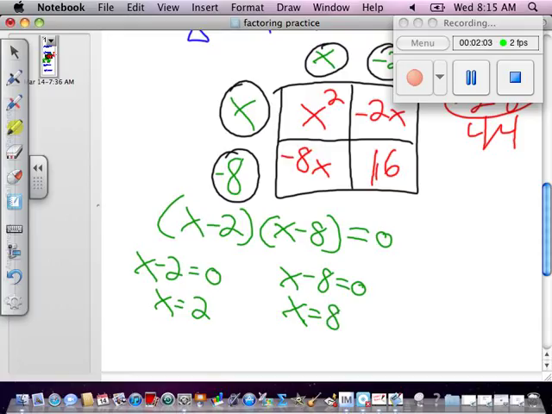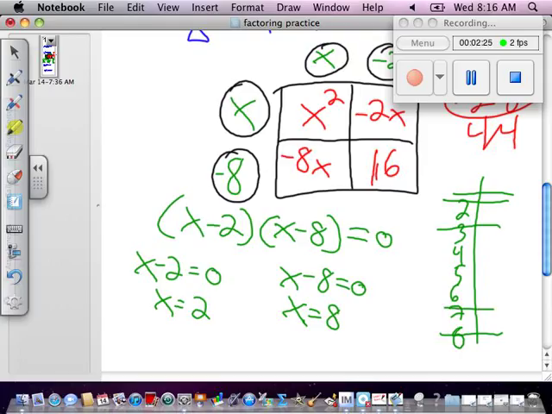How would I find my vertex for this? Let's look at 2 to 8. We've got 2, 3, 4, 5, 6, 7, 8. What is right in the middle of these? We know right in the middle is 5. So 5 is the x value for our vertex.